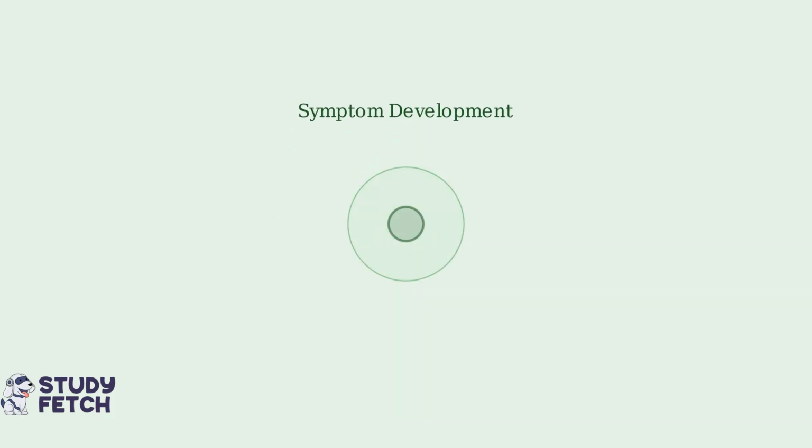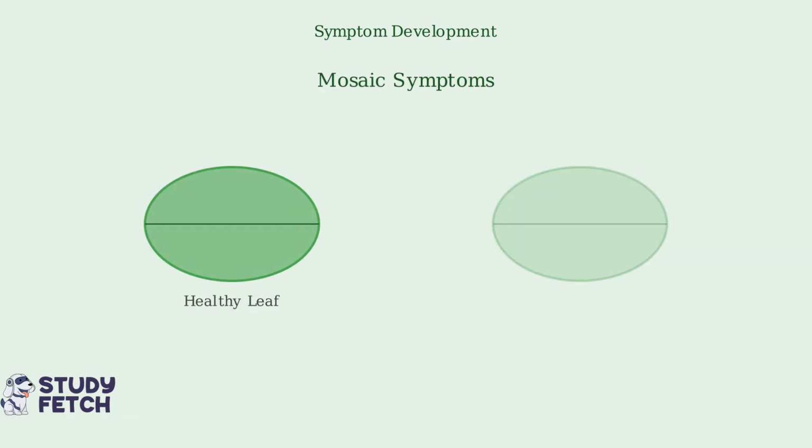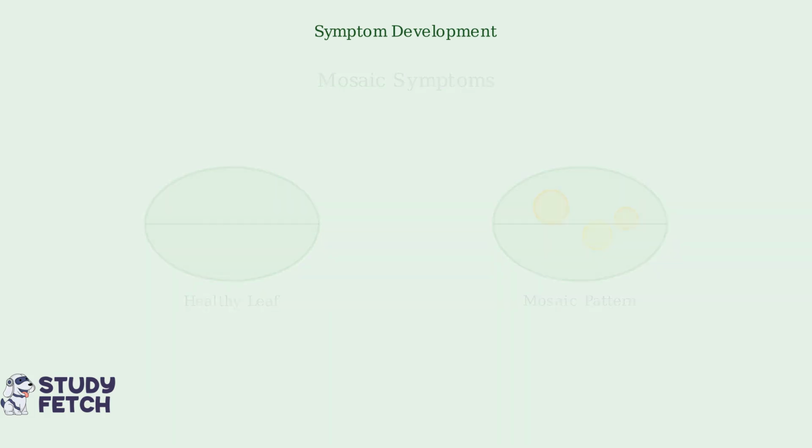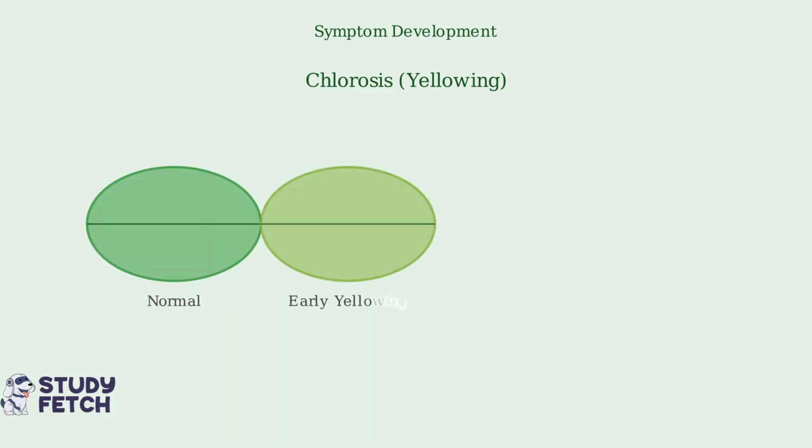As plant viruses establish infection, they cause visible symptoms that develop progressively throughout the plant. Mosaic symptoms appear as irregular patches of different colors on leaves, creating a mottled appearance. Chlorosis is the yellowing of plant tissue due to loss of chlorophyll, progressing from mild to severe.